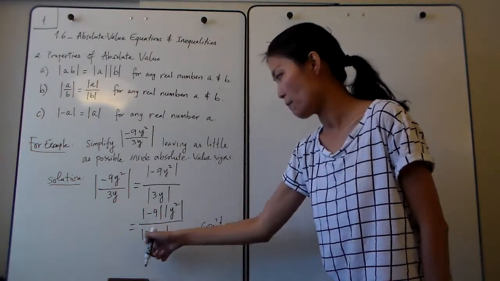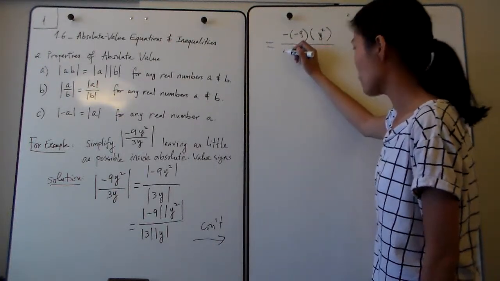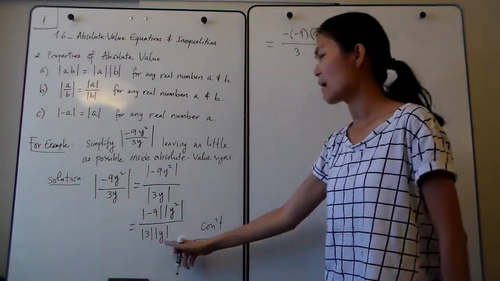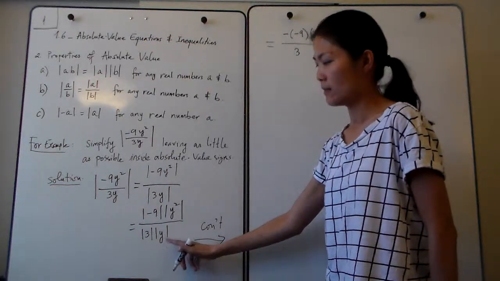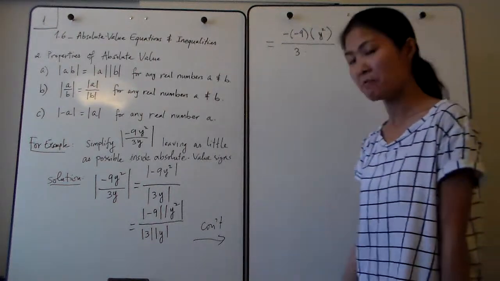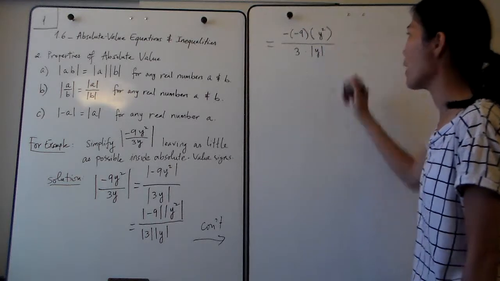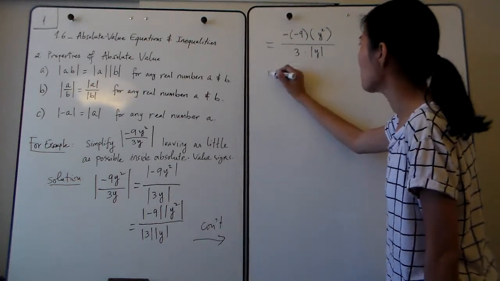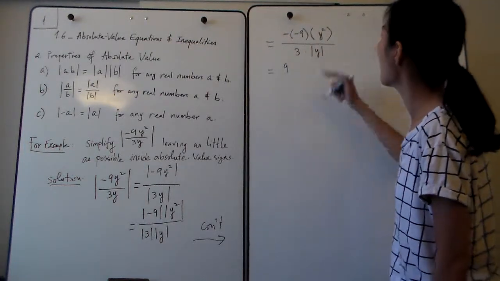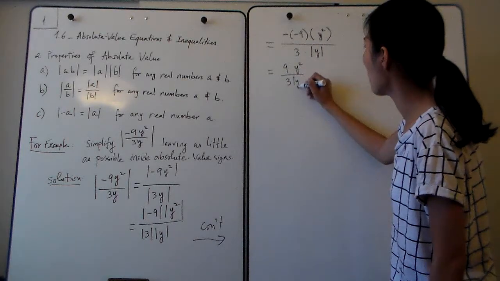Inside the absolute value is 3, right? So 3 is positive by the definition of absolute value. The absolute value of 3 is 3, times. Now, what is the absolute value of y? This y is raised to the first power, right? Not even power. That means it could be positive, it could be negative. We don't know what it is, so we're leaving it as the absolute value of y. Okay? Now, simplify further. We have negative times -9 is positive 9, y squared, over 3 absolute value of y.